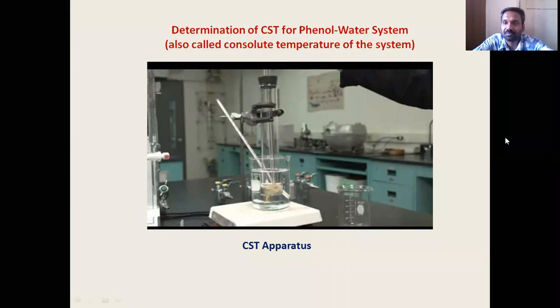Record that temperature, and then remove the boiling tube from hot water and cool it in air. What happens when you cool it in air? As the temperature decreases, the clarity turns to turbidity at some temperature. Record that temperature also. So while heating, turbidity disappears; while cooling, turbidity reappears. Find out the temperature of disappearance of turbidity and the temperature of reappearance of turbidity.